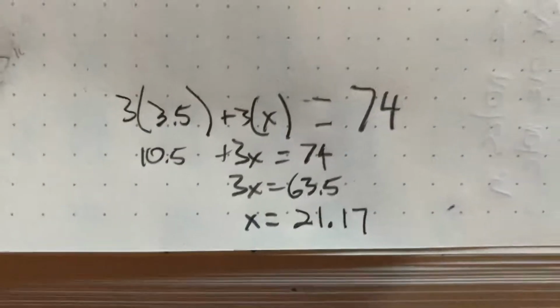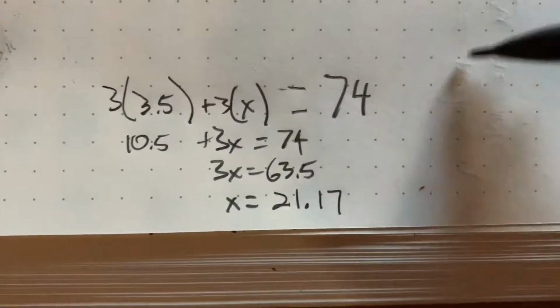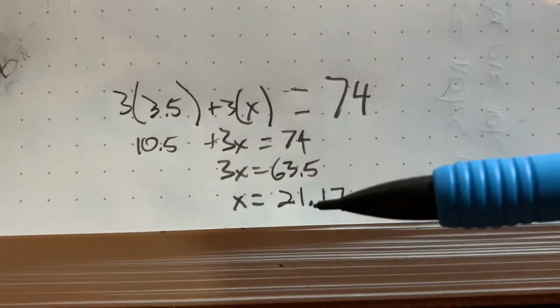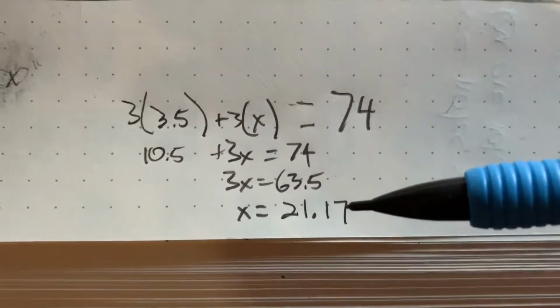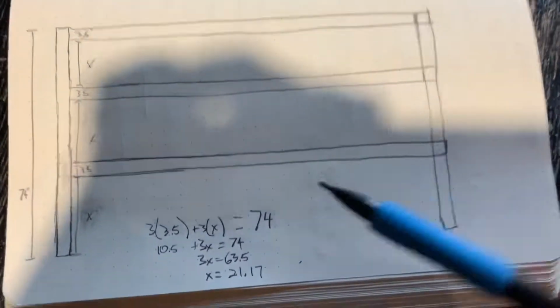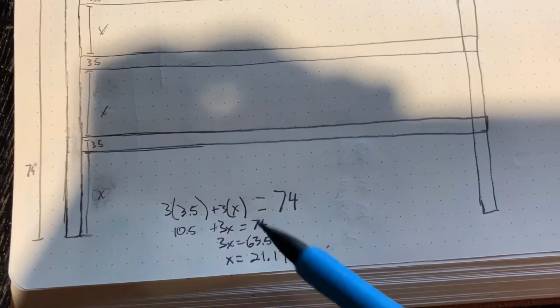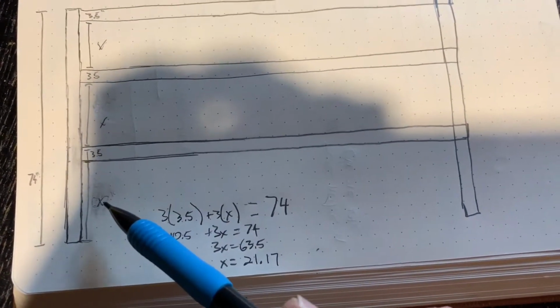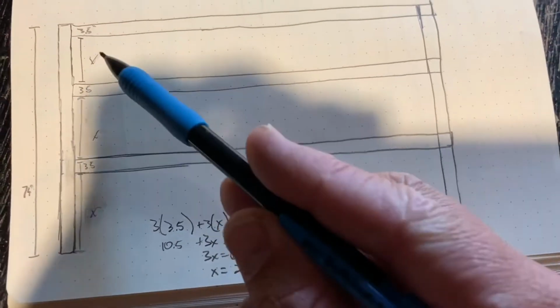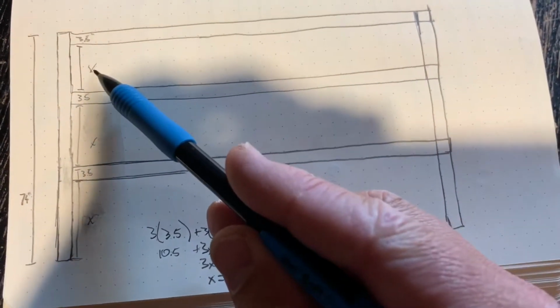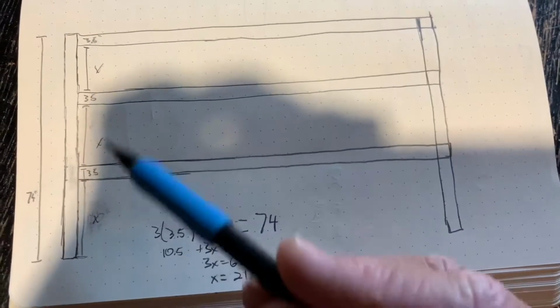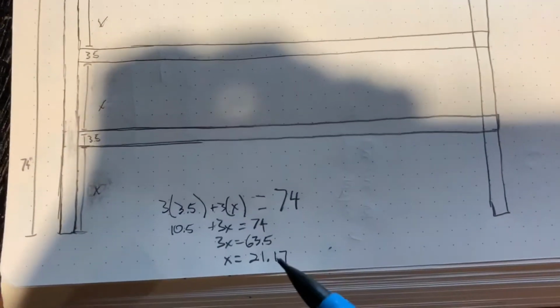All right, now here we go. Worked the problem out, found out what my gap needs to be, 21.17. Now, in this application, I'm probably just going to do 21, and so probably what's going to happen is this one's going to be 21, this one's going to be 21, this one's going to be like 21.25, and that's fine. A quarter of an inch difference on that top one is not a big deal.